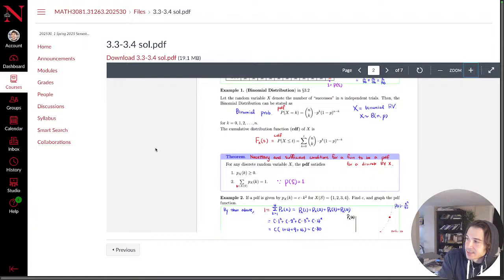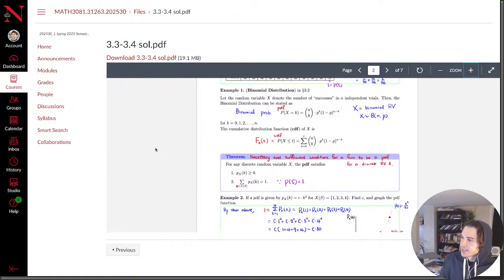So, the binomial PDF: P(X=k) equals n choose k times p to the k times (1 minus p) to the n minus k. The cumulative distribution function of X, P(X less than or equal to t), equals the sum from k equals 0 to t of n choose k times p to the k, times (1 minus p) to the n minus k.